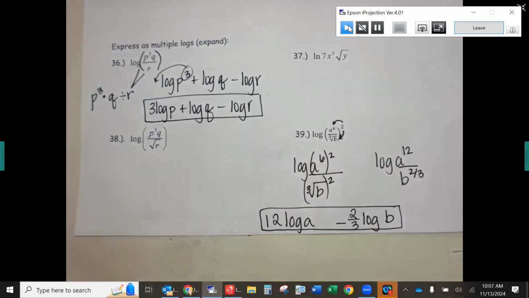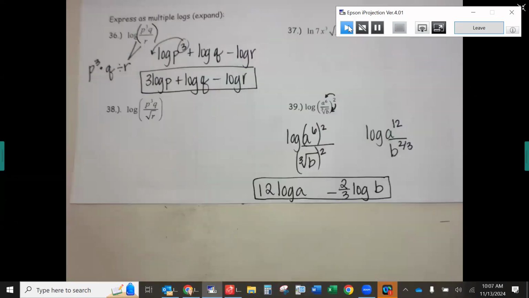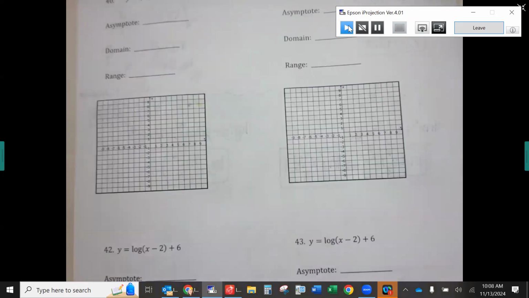Questions on that? All right, turn to the back page. All we have to do left is graph. All right, on the back, you have 2 types of functions you should know how to graph. The first one is exponentials. So let's do number 40.